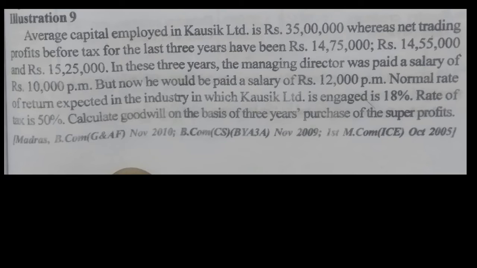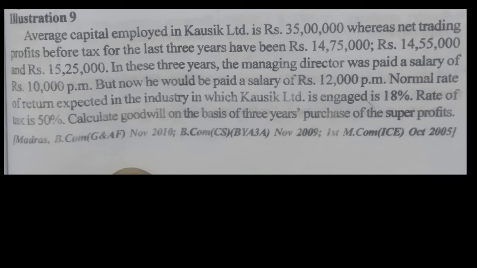Now your third sum in super profit. Average capital employed in Kaushik Limited is 35 lakh, whereas the net trading profit before tax for the last 3 years have been 14,75,000, 14,55,000 and 15,25,000. In these 3 years, the managing director was paid a salary of 10,000 per month, which means you have to convert it into a year. Keep that in mind. So 10,000 into 12 will give you 1,20,000.